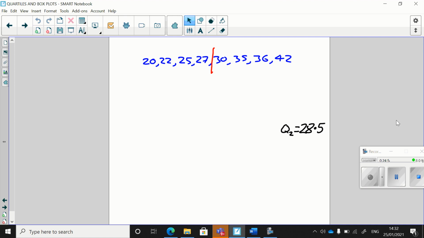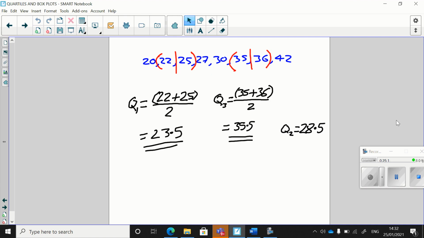Now let's look either side. 4 digits either side, so that means even. We're going to land between two numbers. Okay, between 22 and 25, and between 35 and 36. Add them both together separately and divide them by 2. So it looks like that.